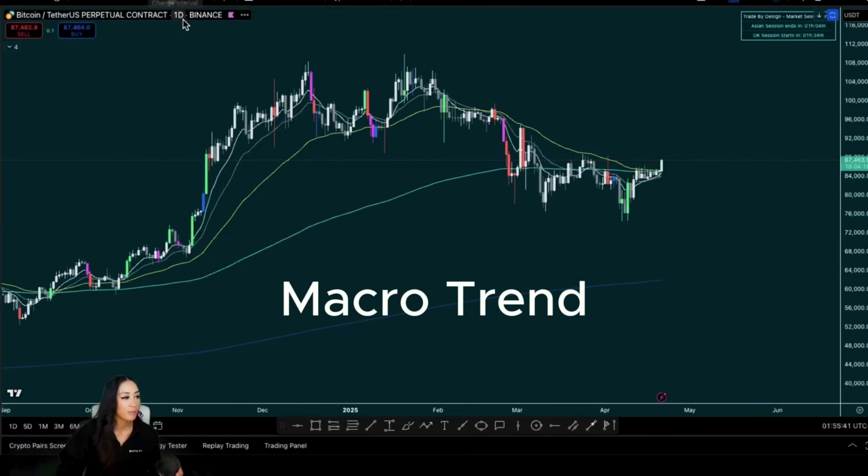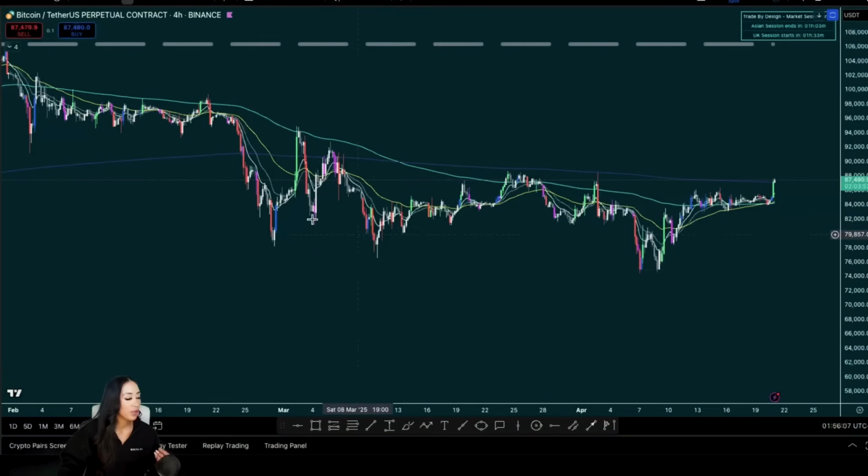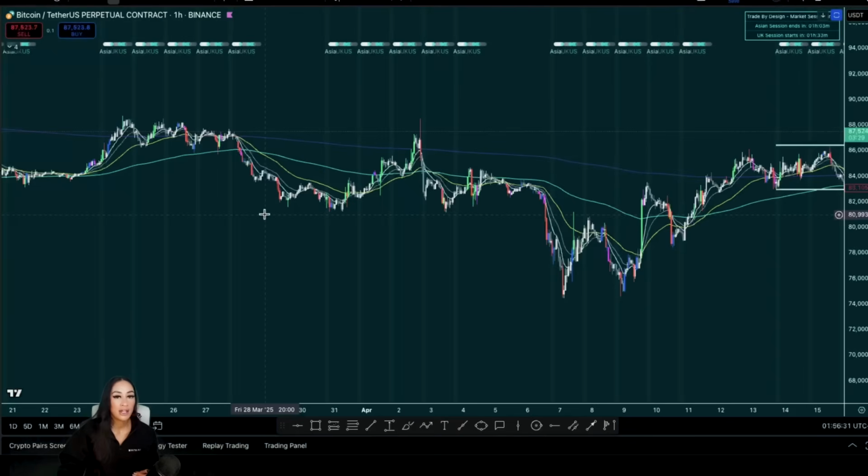So on the daily time frame and higher, if price is below the EMAs, then you would assume that we are in a downtrend. For the intermediate trend, we're looking at the 4-hour time frame, and as long as price is below the key EMAs, then you would assume that we are in a downtrend. And then your micro trend is the 1 hour and lower.